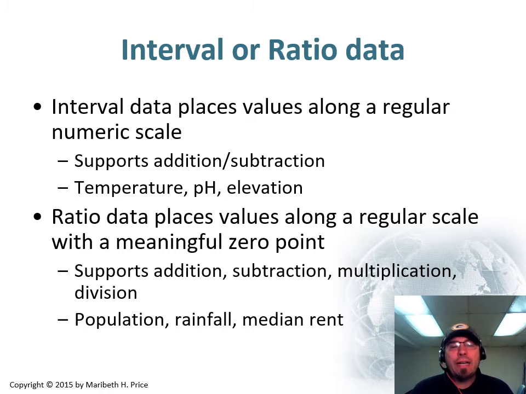The other one is called ratio data. Again, it's numeric data, numbers. It's data that places values along a regular scale with a meaningful zero point. So it supports addition, subtraction, multiplication, and division. So things such as population, rainfall, and median rent. Now, you'll notice population and rainfall especially, you can't have negative values. Zero population means just that. There's nobody there. You can't have negative population or negative rainfall. So interval can be negative, ratio cannot be negative. It only goes to zero.